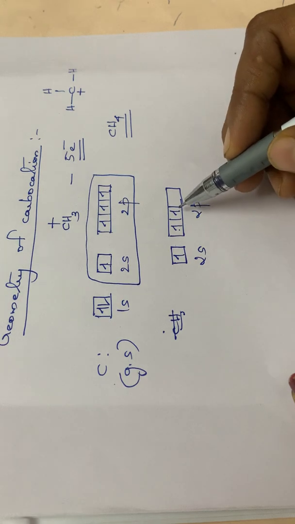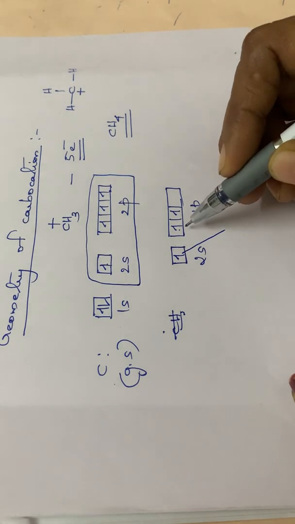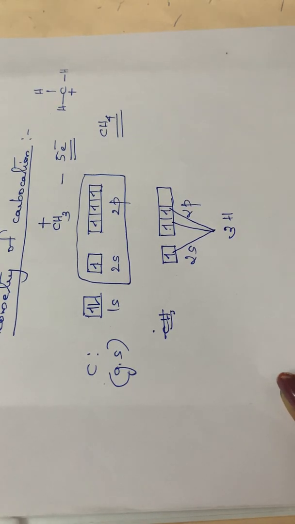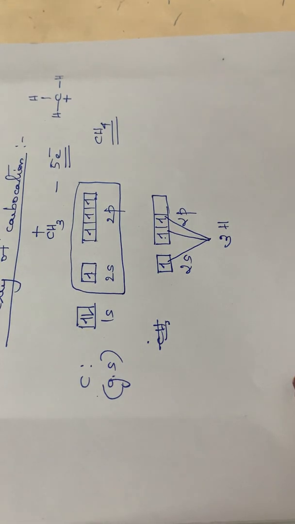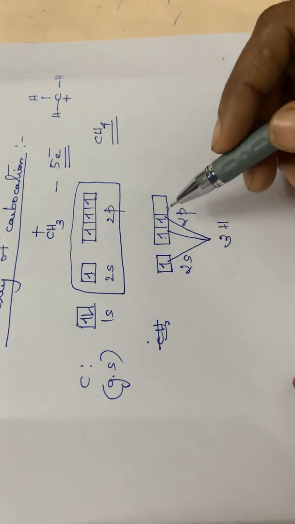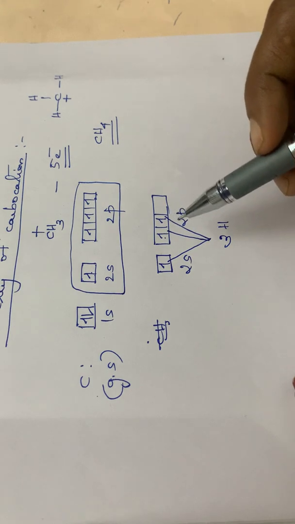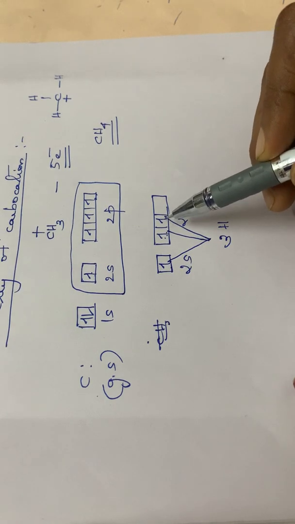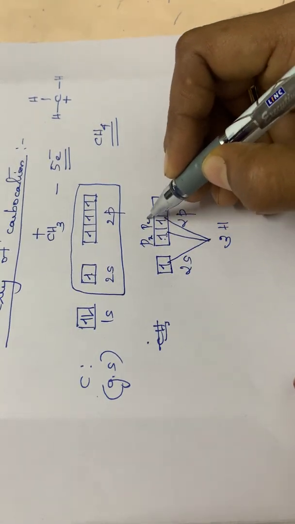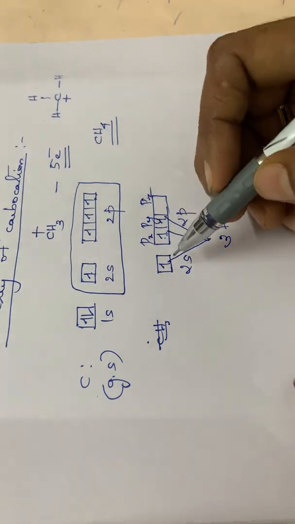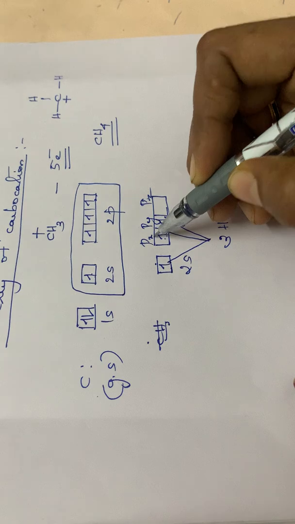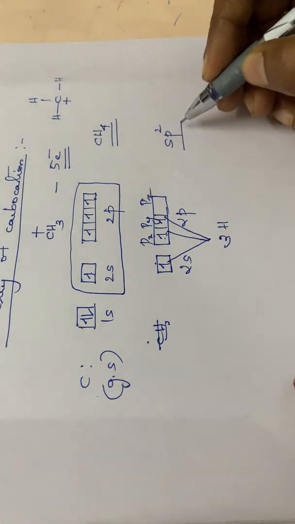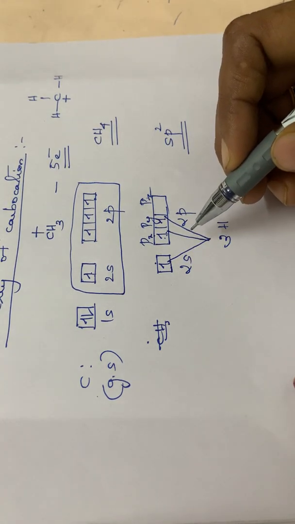Okay, so these three half-filled orbitals will be combining with 3 hydrogen atoms, isn't it? What is the hybridization here? It will be having 1 s and 2 p orbitals, that is px and py, and this is pz. So this will be having 1 s orbital, 1 px orbital and 1 py orbital. So the hybridization will be sp2 hybridization.